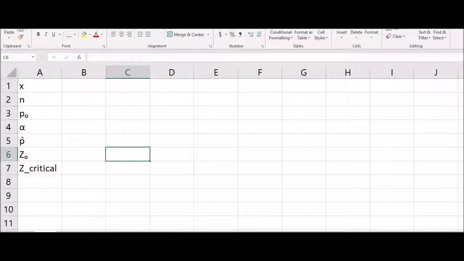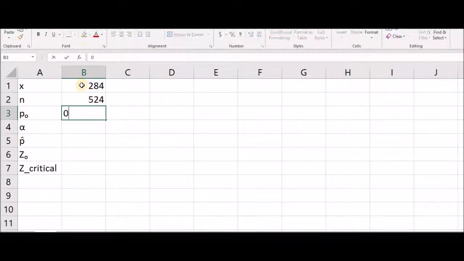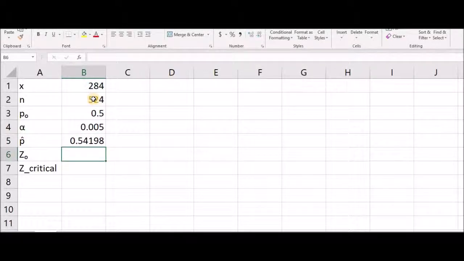So from the question we have x equal to 284, n equal to 524, and P naught, which is 0.5. We have alpha, 0.005. We can compute P hat. P hat is equal to x divided by n. And then we are aiming for the z critical, or the critical value.